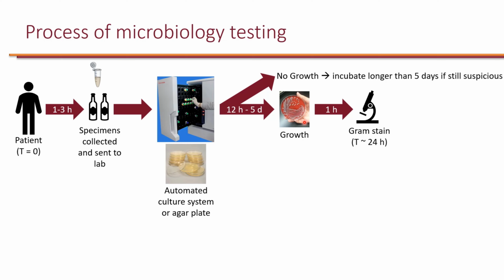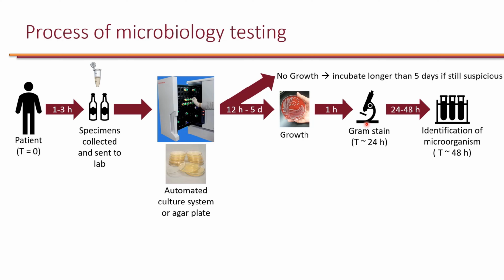Now, if something does grow, that's when they typically start to stain it and then look at it under the microscope. While the process of staining is not time consuming, if you look at the entire process, it typically takes somewhere between half a day to a day, if not more, before they can actually look at it, stain it, and identify, if it's a bacterial infection, whether it's gram-positive, gram-negative, or atypical, and then look under the microscope to look at morphology.